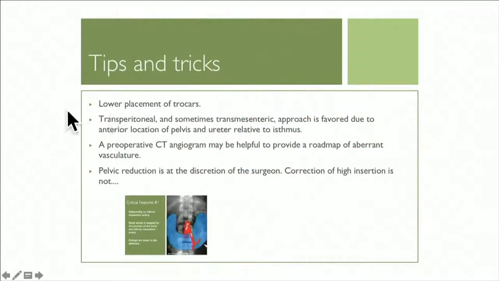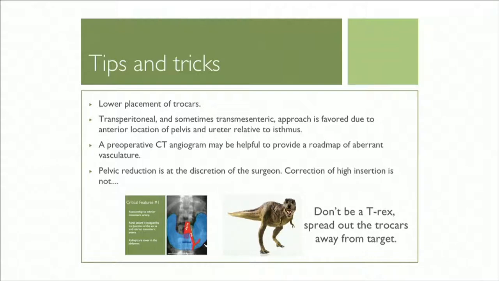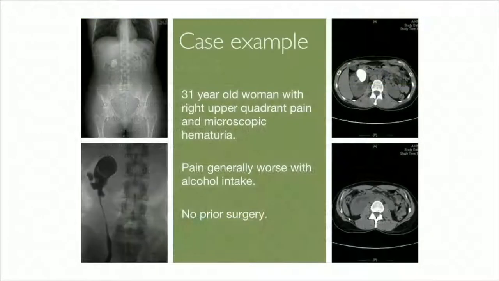A few tips and tricks. Remember lower placement of your trocars. Again, you can do transmesenteric access in a thin person with a horseshoe kidney. That can be beneficial. That CT needs to be a good quality image and ideally a CT angiogram for these patients, just so you know what you're up against when you get in there with the multiple vessels and potential crossing vessels. And again, spread out your trocars. Depending on how you're doing this, robotically or laparoscopically, it can be important to avoid cramping when you're dealing with the lower abdomen.